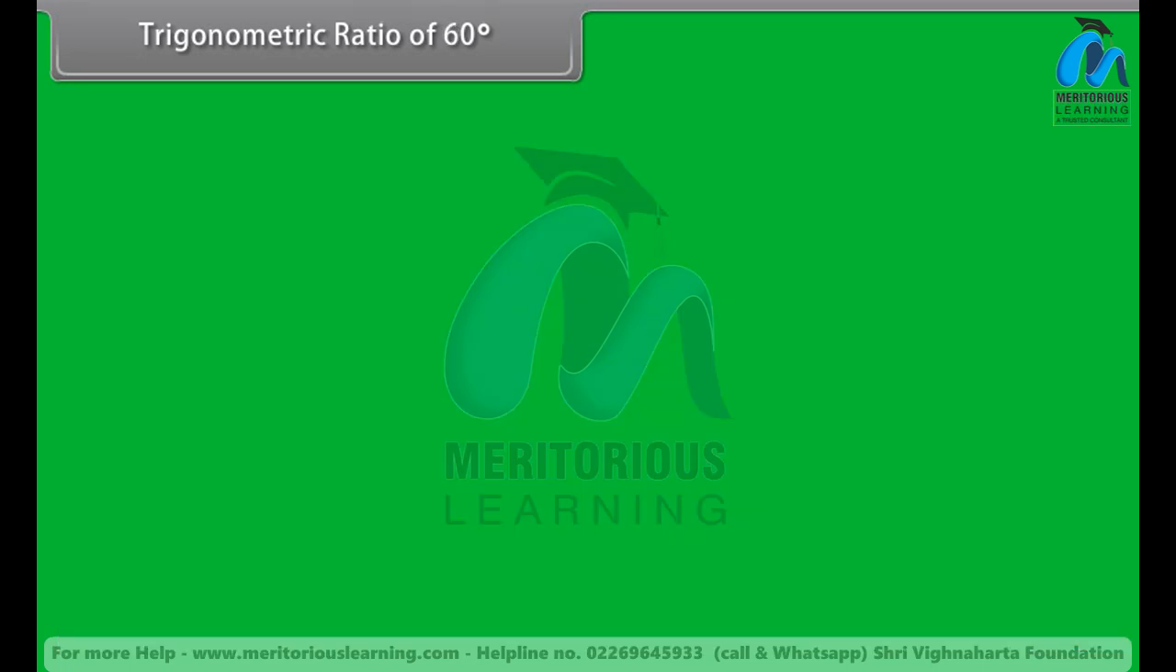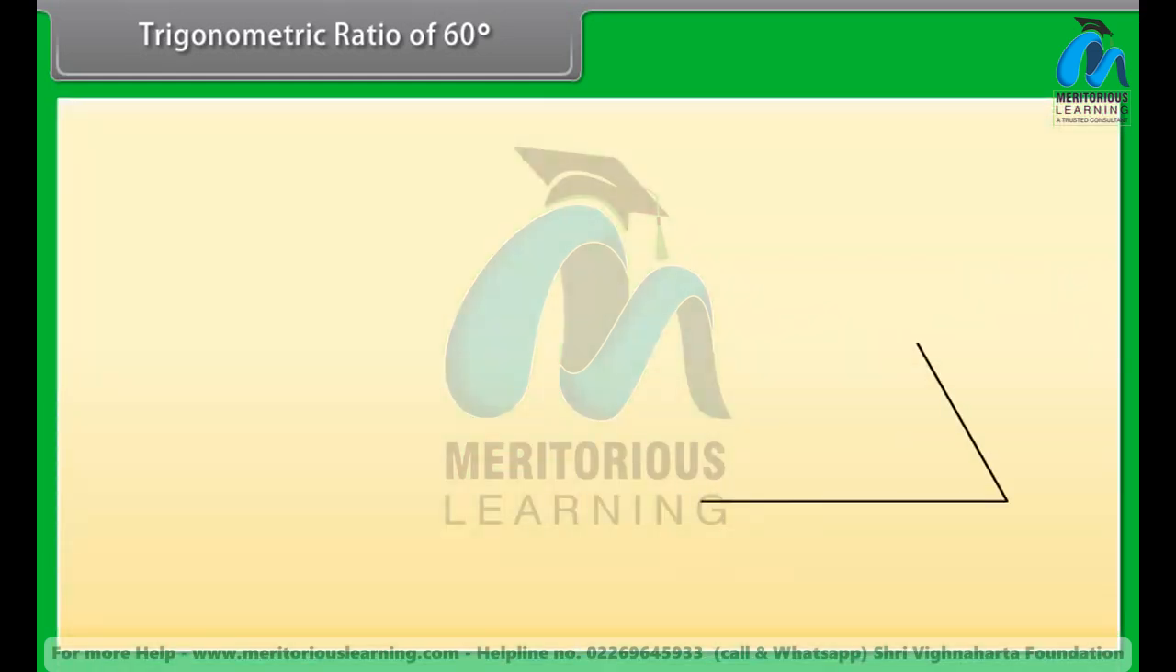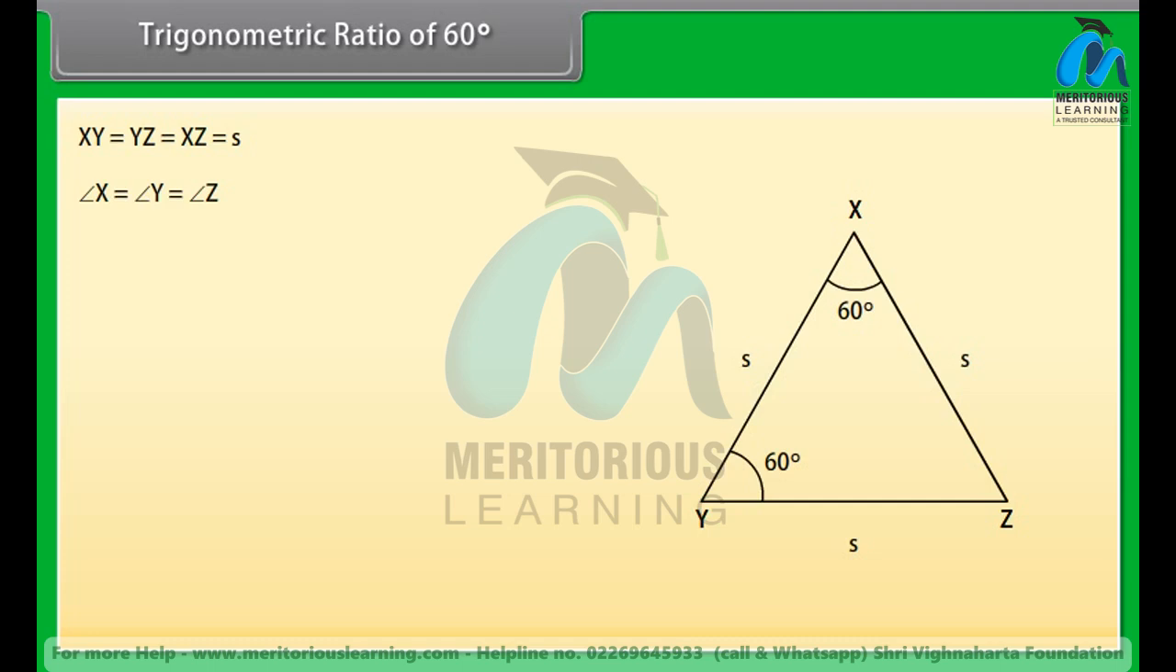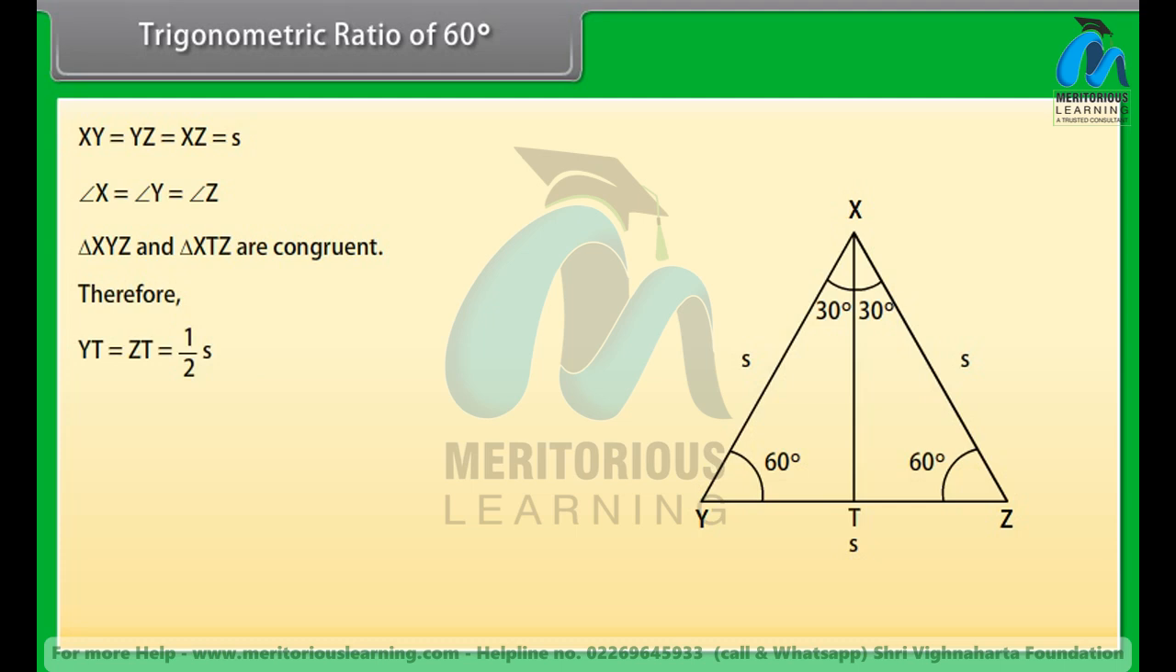Trigonometric ratio of 60 degree. Consider the same equilateral triangle XYZ. Recall that XY is equal to YZ, which equals XZ, which is equal to S. Angle X is equal to angle Y equals angle Z. XT is a perpendicular from vertex X, which intersects side YZ at T. Triangles XYT and XZT are congruent. Therefore, YT is equal to ZT, which equals 1 upon 2S.